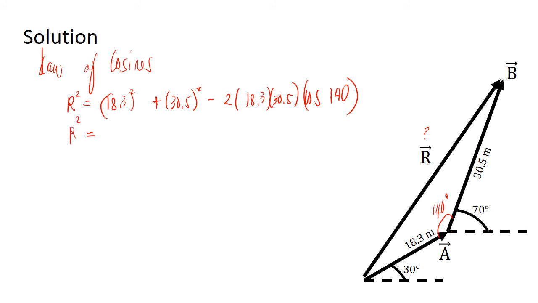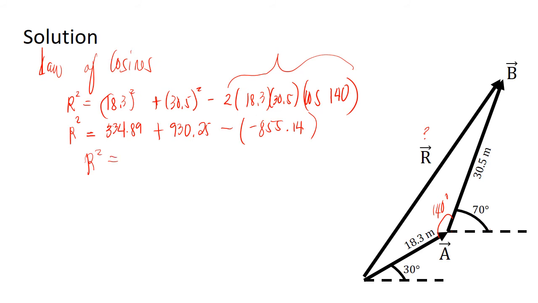So simplifying this expression, using the calculator, 18.3 squared is 304.89. 30.5 squared is 930.25. Minus this whole product is equal to negative 855.14 rounded to two decimal places.